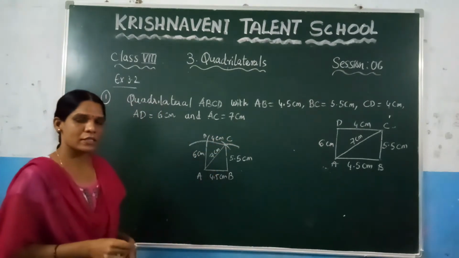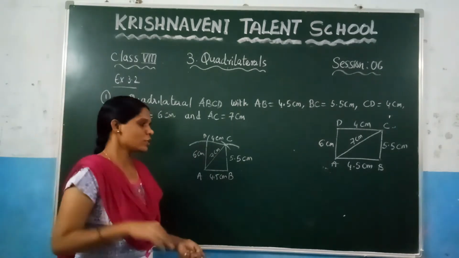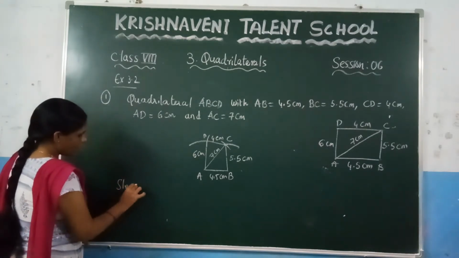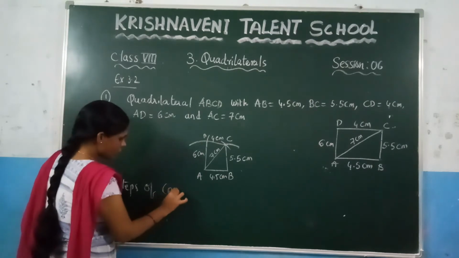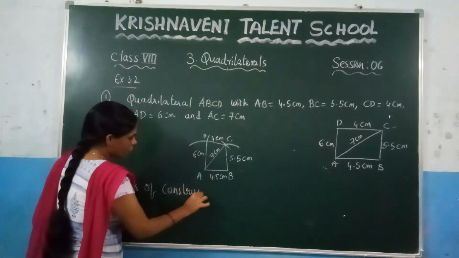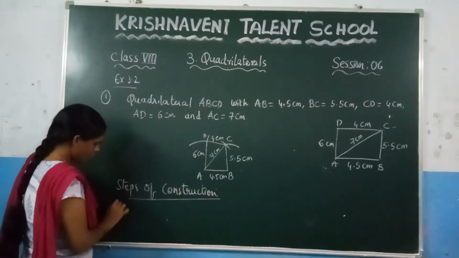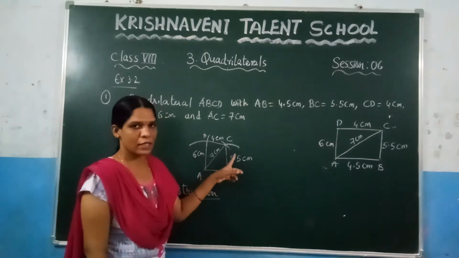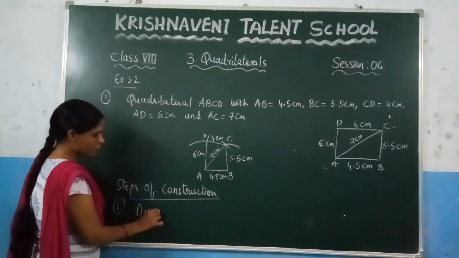Now you need to write the steps of construction. So how you can write the steps of construction? So I write for one remaining problems in exercise 3.2. You can write the steps of construction similarly in this way. So how do you write the steps of constructions here? The first step, what we have drawn first one triangle. So here draw triangle ABC and write it directly.